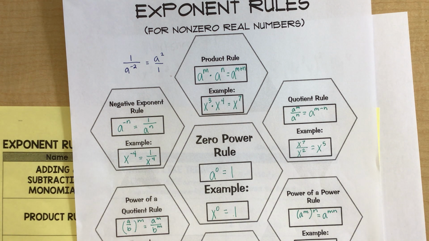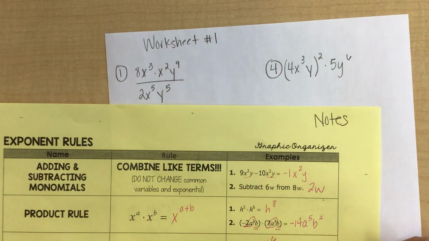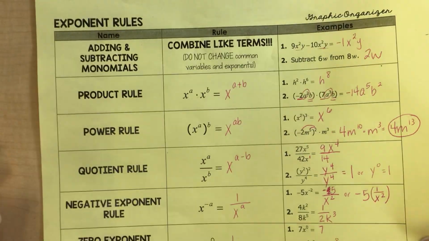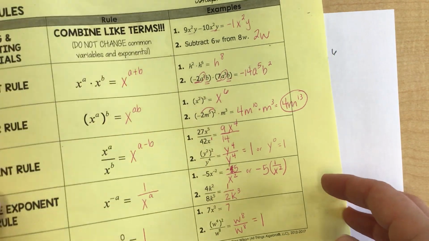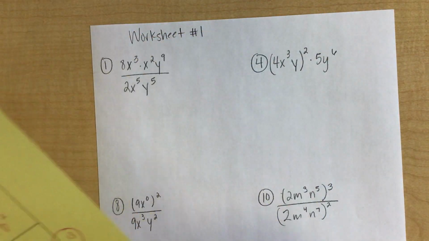All right, and then zero power rule, anything raised to the 0. 9, 100, negative 50, AB, it's raised to the 0. It doesn't matter. Anything raised to the 0 power is going to be 1, no matter what. All right, and then this is another one, just going over those same sort of rules, and then these are some examples so you can follow those. All right, so those two sets of notes are in your packet.